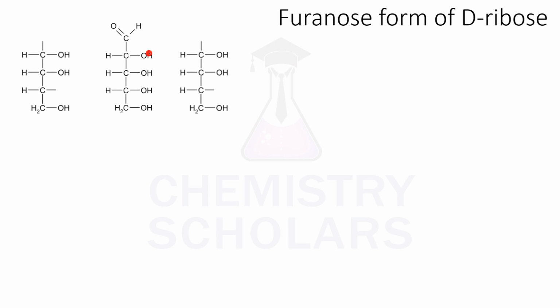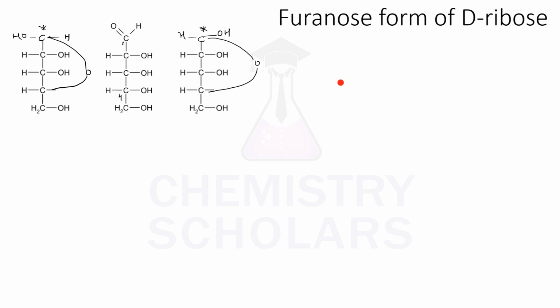Similarly, you can draw the furanose form where the cyclization is going to take place between the first and the fourth carbon atom. So show the oxide ring. This is your alpha form. This is the new anomeric carbon generated. This is your beta form, new carbon generated. You can show the oxide formation first.